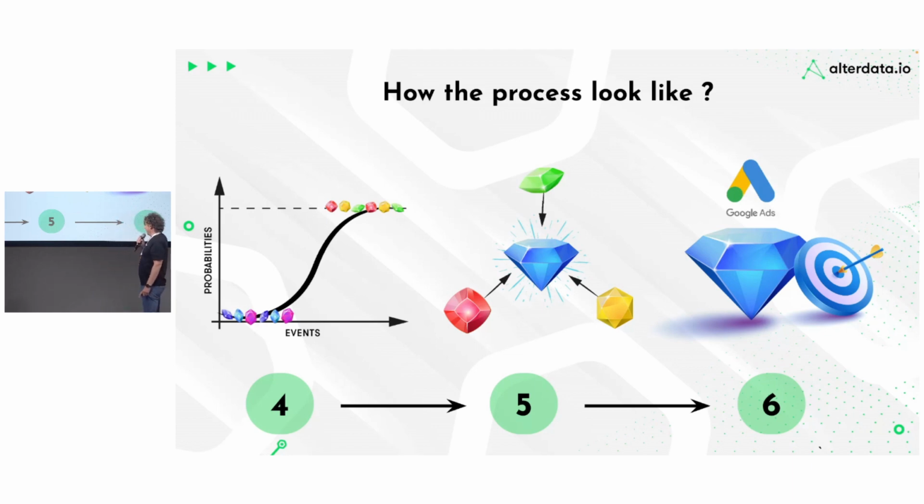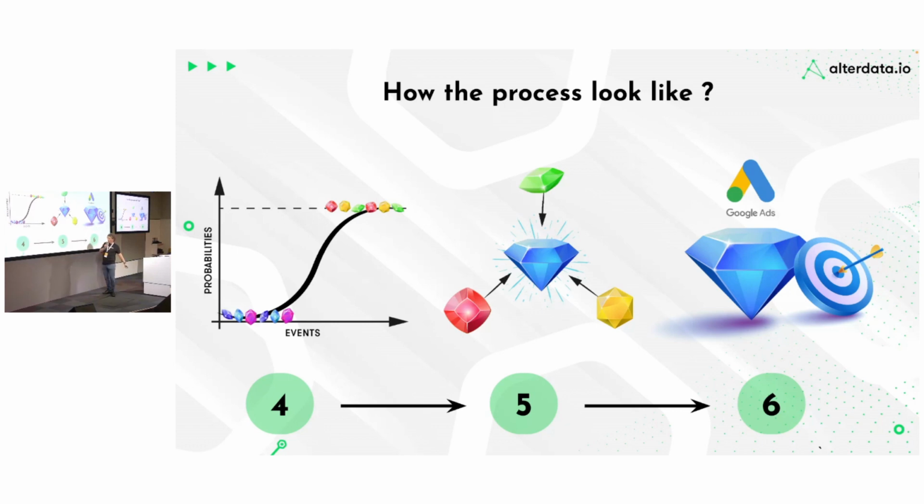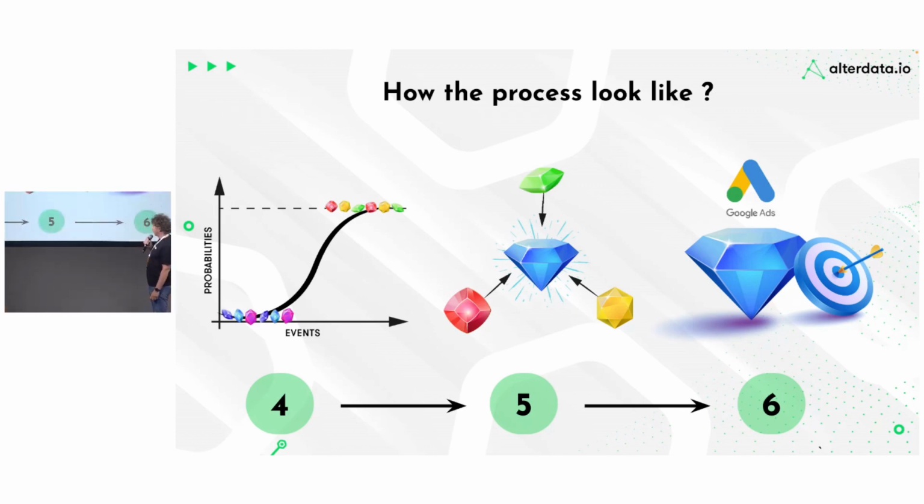And finally, with the fifth step, we simply build a proxy event or artificial event, however we call it, and it is made from those good events that we observe during the machine learning process. In general, they have a good correlation with those good KPIs. So finally, when we combine this good artificial event with some weights, we can use it in Google Ads.